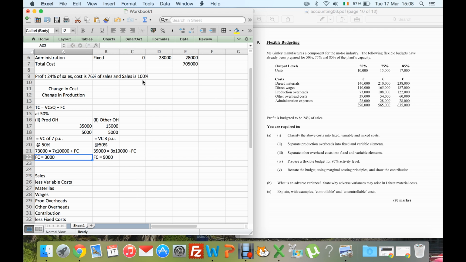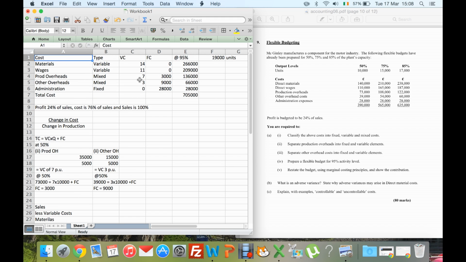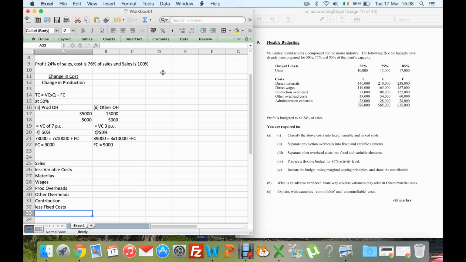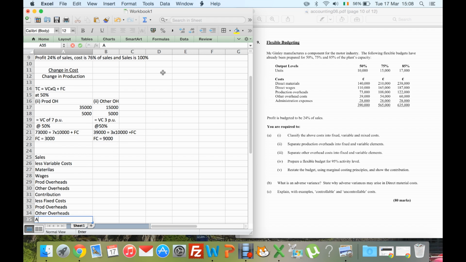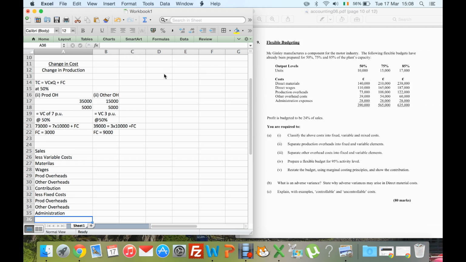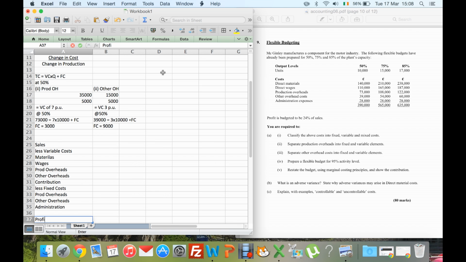And how many fixed costs do we have? So we had production overheads, other overheads, administration. We had no variable. And that will give us a total, and then from that we'll be able to work out our profit. We don't call it net profit with this type of statement.